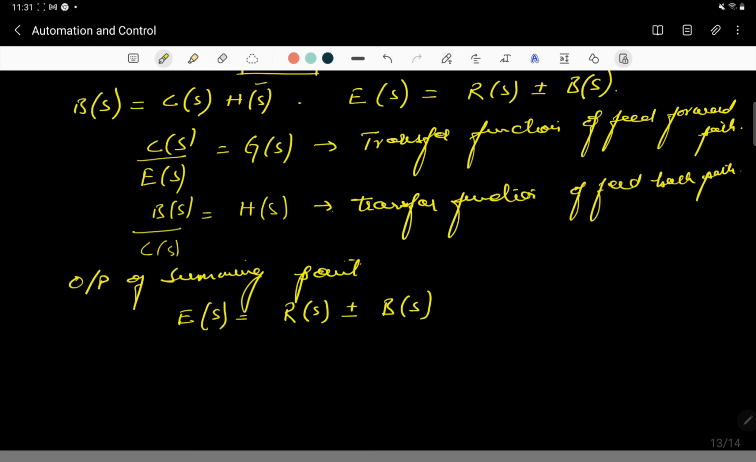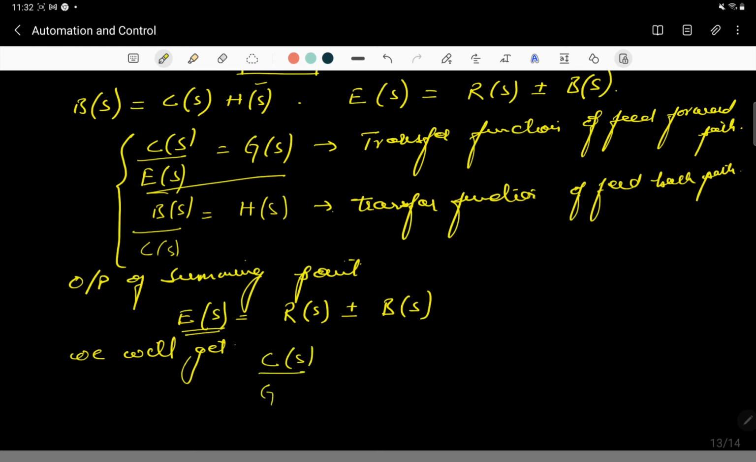Now we are going to do some simplification. Let's put the value of E(s) and B(s). E(s) is equal to C(s) upon G(s), then R(s) is there, plus minus B(s) is there. B(s) is simply C(s) into H(s).